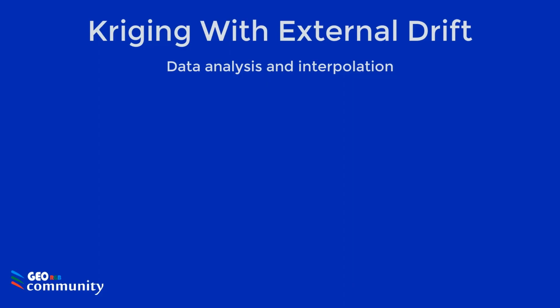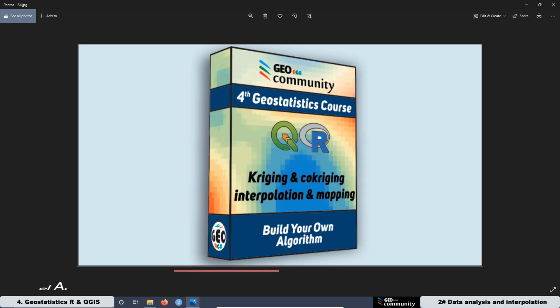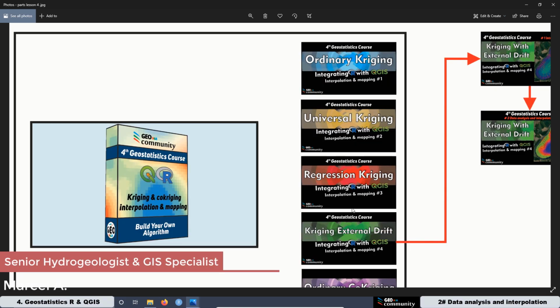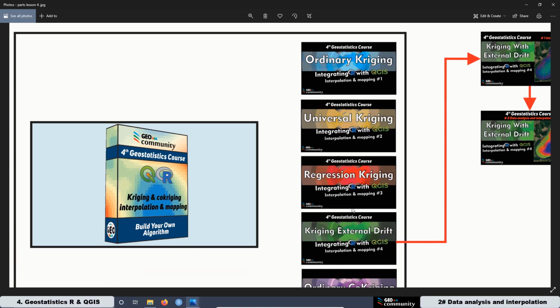Kriging with external drift. Data analysis and interpolation. This is the fourth geostatistic course about Kriging and co-Kriging interpolation and mapping. As a part of this fourth geostatistic course, you have already available the following lessons: ordinary Kriging, universal Kriging, regression Kriging, and now we are working on the Kriging with external drift.